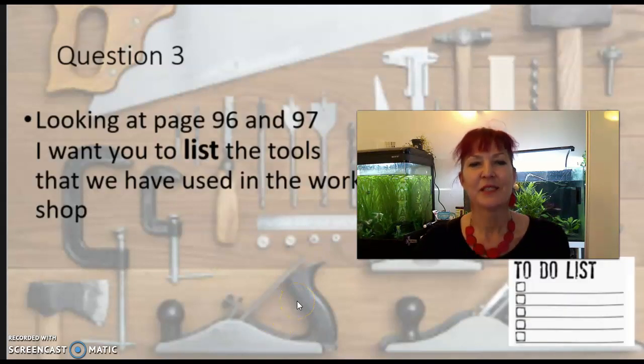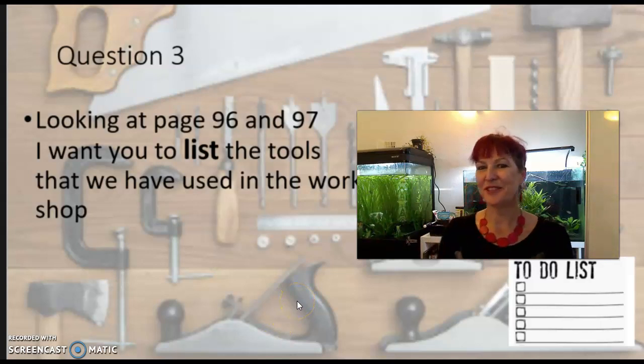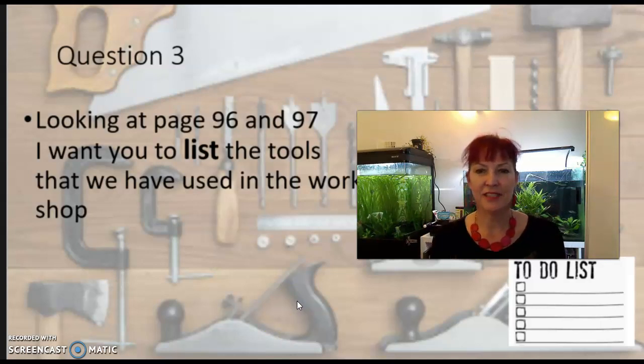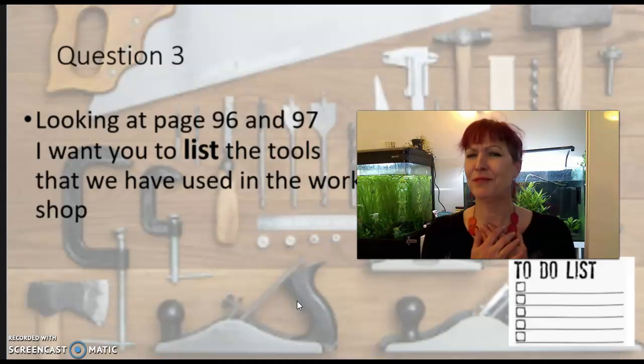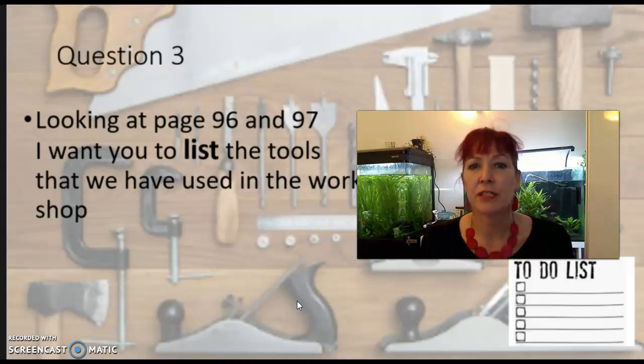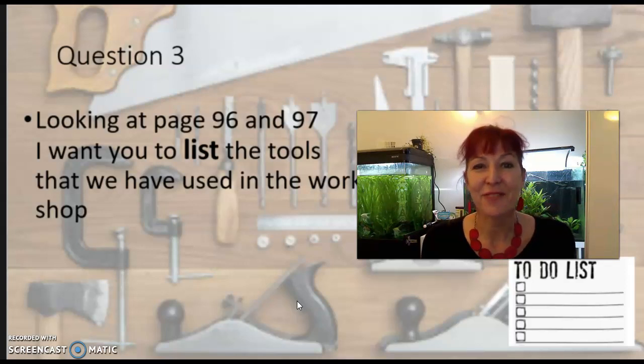Welcome back. Question 3. Question 3 is about lists. I love lists. Lists really help me to get things done. They also make me feel good. Sometimes there's so many different things I have to get done. You've seen me at work. So many things. And I'm always scared I'm going to forget something.